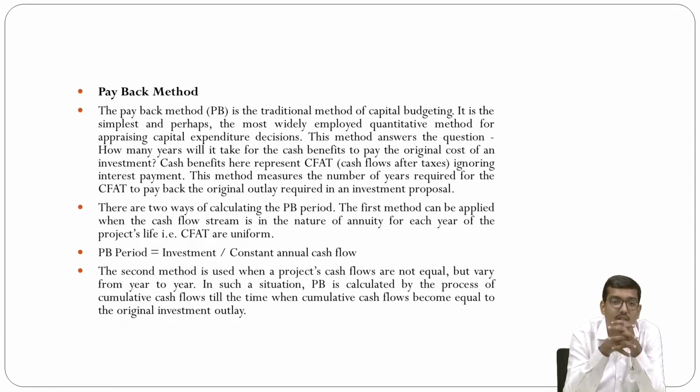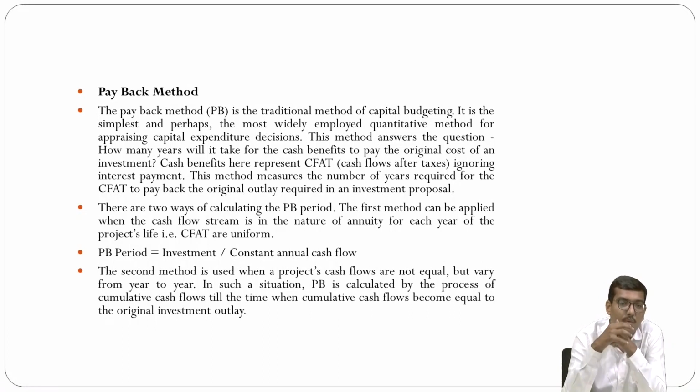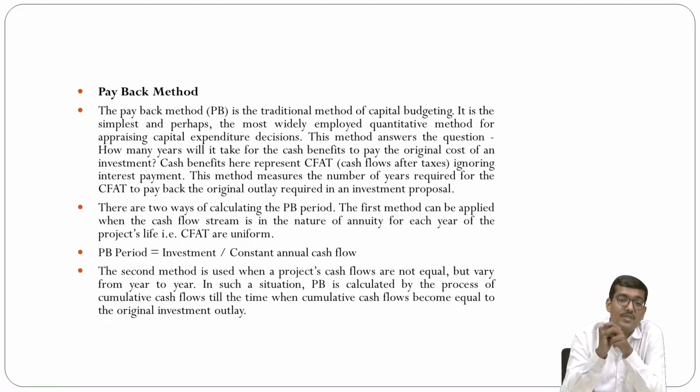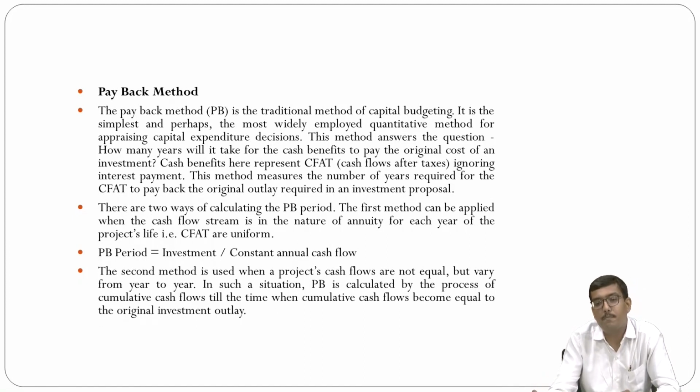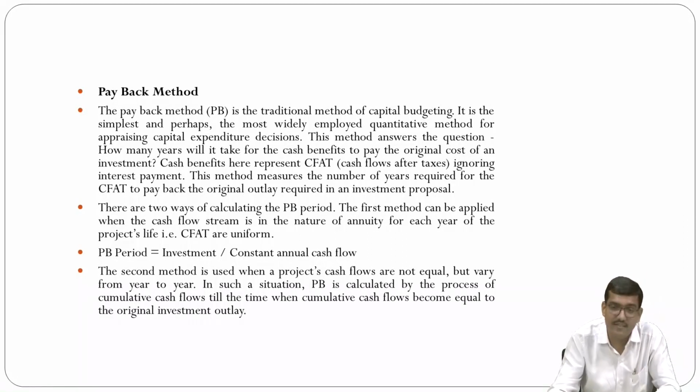There are mainly two ways of calculating the payback period. The first method can be applied when the cash flow stream is in the nature of an annuity for each year of the project's life, that is, cash flows after tax are uniform. Then payback period is the investment divided by the constant annual cash flow. The second method is used when the project's cash flows are not equal but vary from year to year. In such a situation, payback period is calculated by the process of cumulative cash flow, till the time when the cumulative cash flow becomes equal to your original investment outlay.